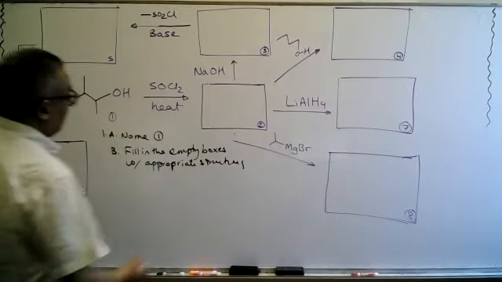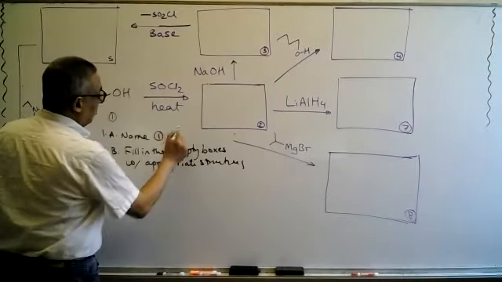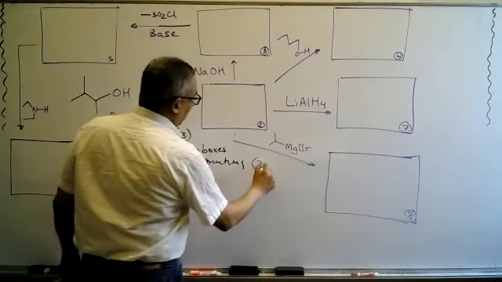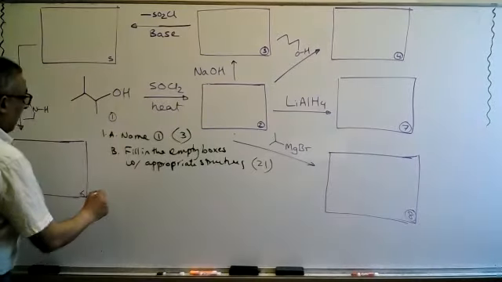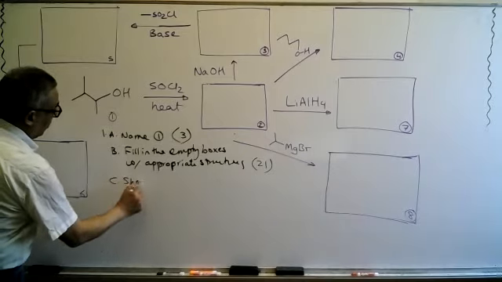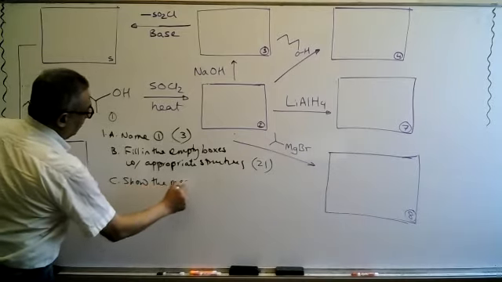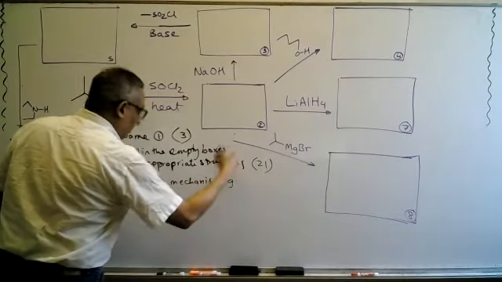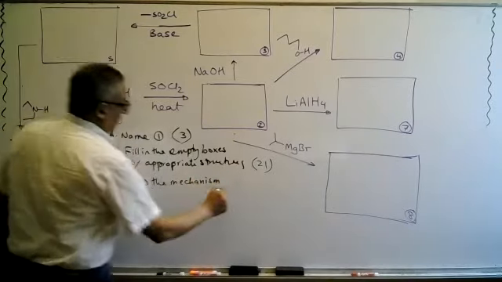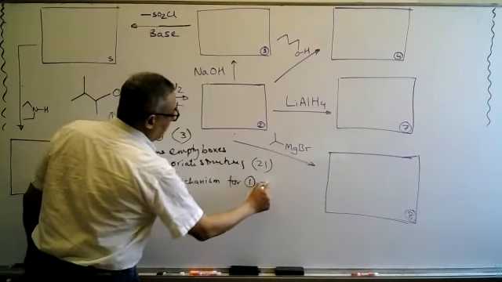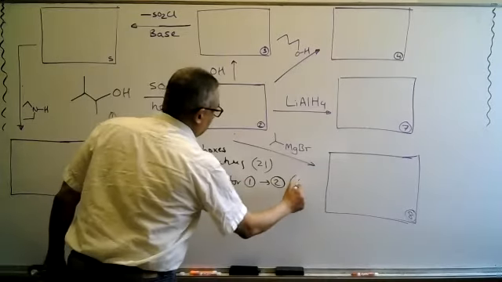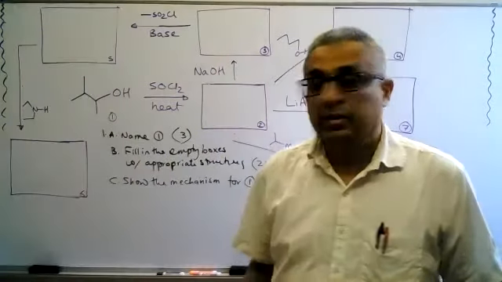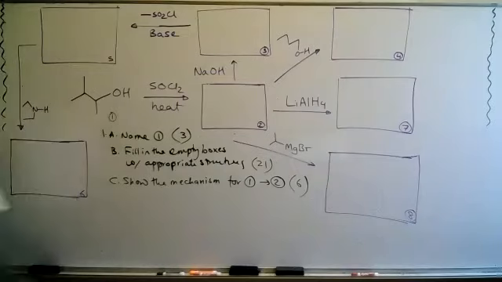8 minus 1, 7, 7 times 3. So let's say the points for naming the molecule is 3 and 21 points for that. And then I ask you, show the mechanism for reaction going from, I'm just going to shorthand it, 1 to 2. That's 6 points. So this could be a quiz, like a 1-page quiz. All right, help me.